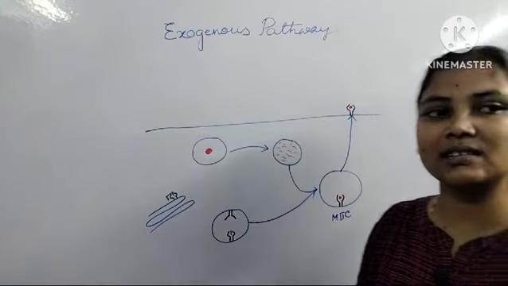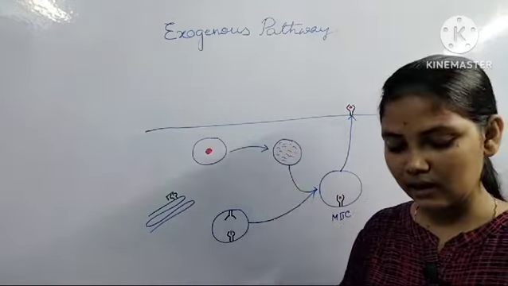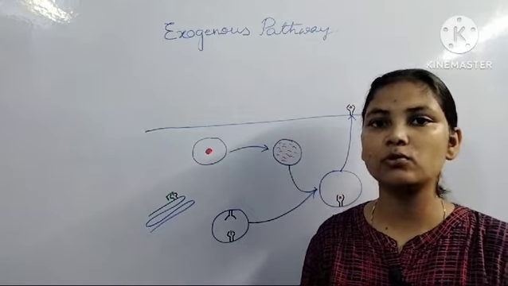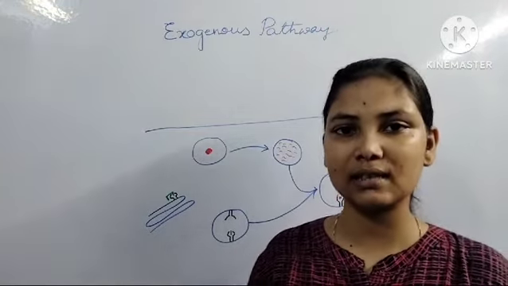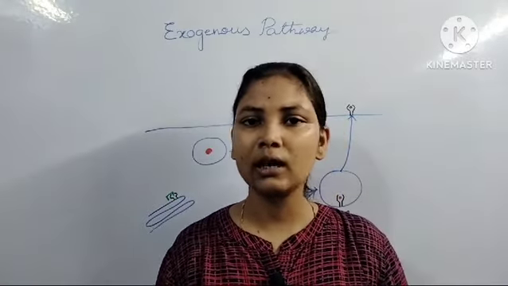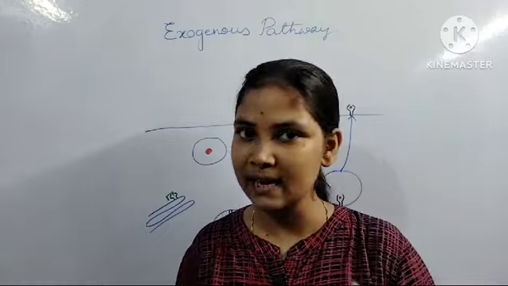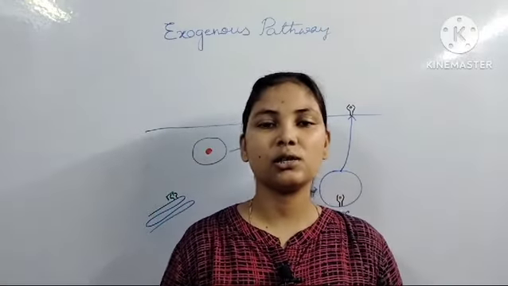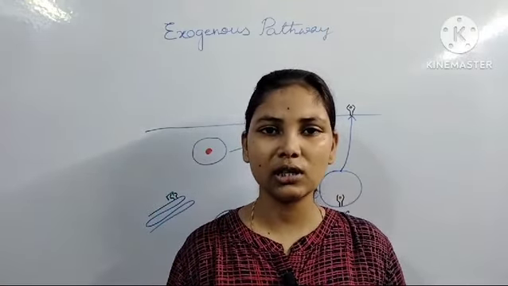Now the CD4 plus T cell will come and recognize the antigen and it will proceed with the immune responses. Okay, whatever immune response is necessary for this antigen. Now this was the whole thing about the exogenous pathway. It is very easy. In our next video session, we are going to talk about the endogenous pathway.